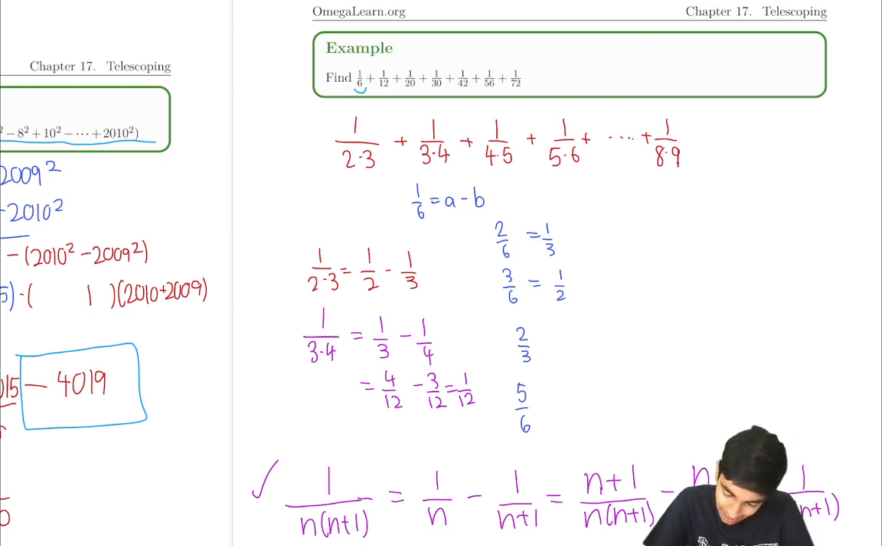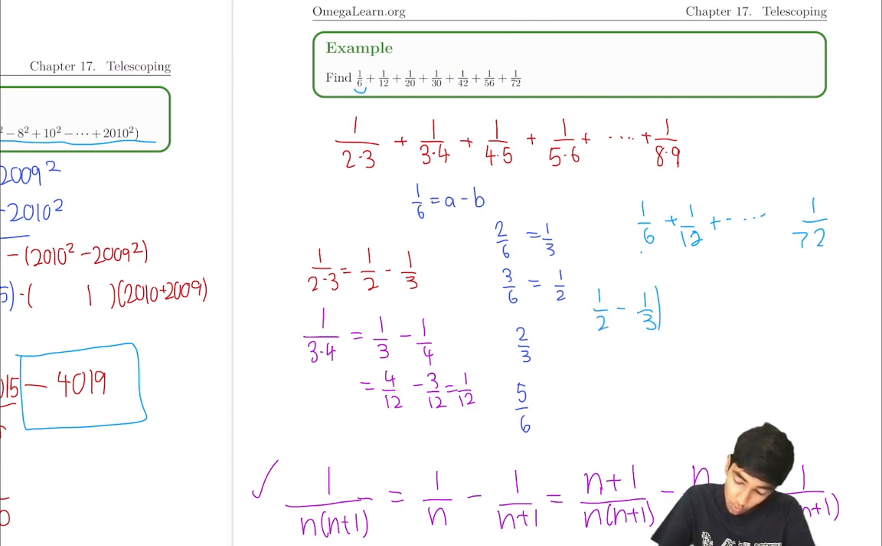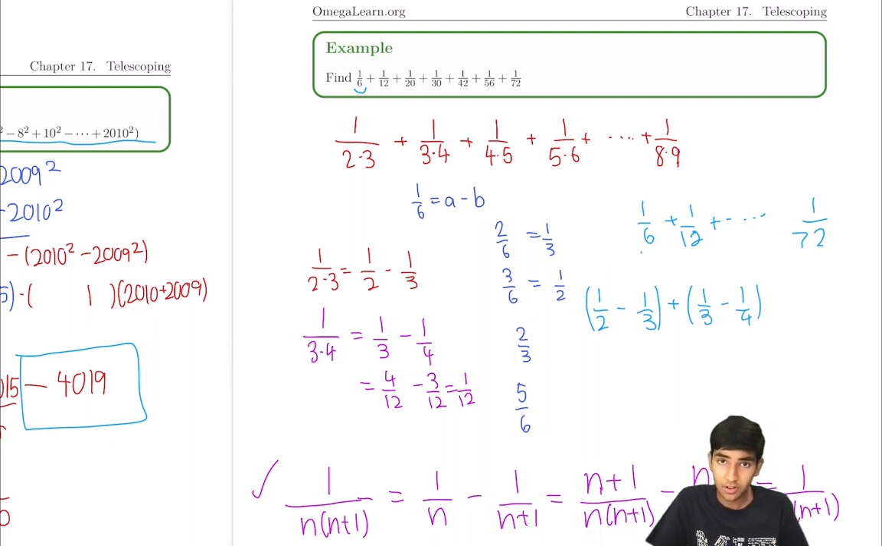So then we have that 1/6 plus 1/12 plus dot dot dot till 1 over 72 is just half minus a third. That's 1/6. 1/12 is a third minus a fourth. 1/20th is 1/4 minus 1/5, right? And so on all the way till 1 over 72, which is 1/8 minus a ninth.